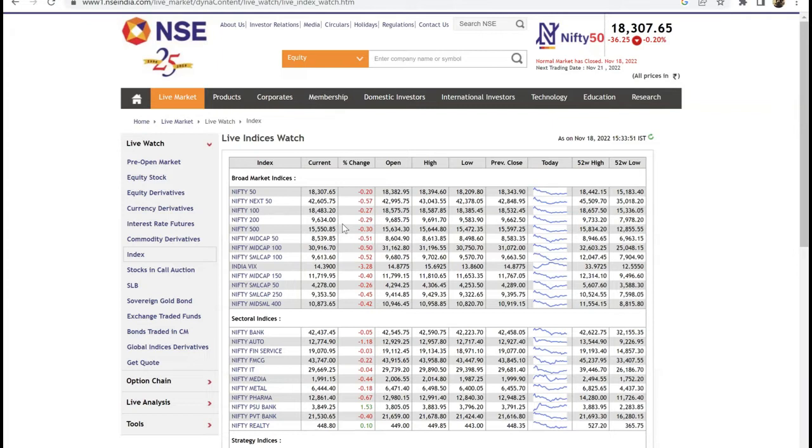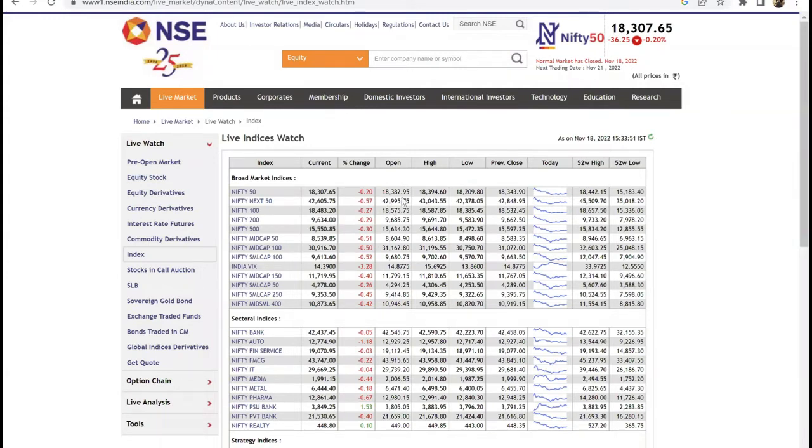Okay, coming back, you can clearly see that Nifty closed at 18,307, this is the closing price because that was the close of the day, and yesterday it went down by 0.2%, right? And this is the open price, high price, low price. So 18307 is the close, or the price at the time this table was created.